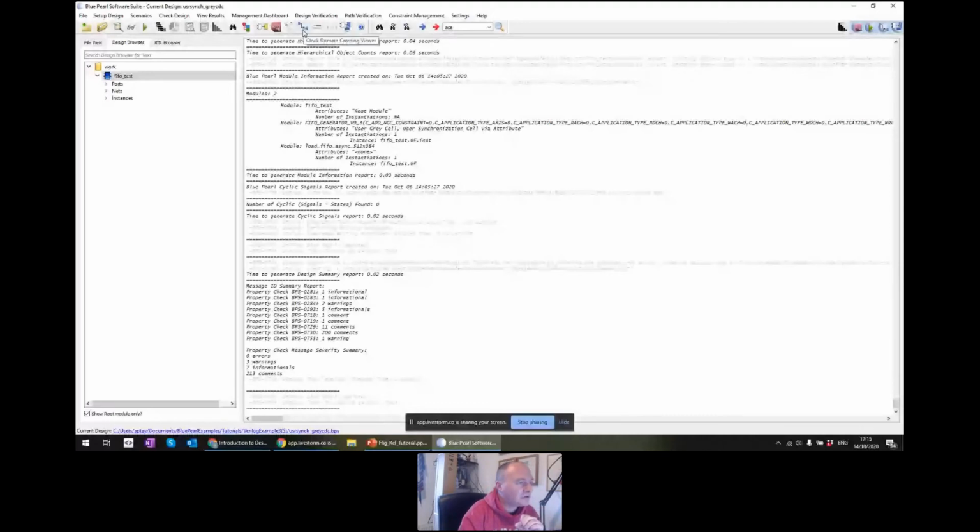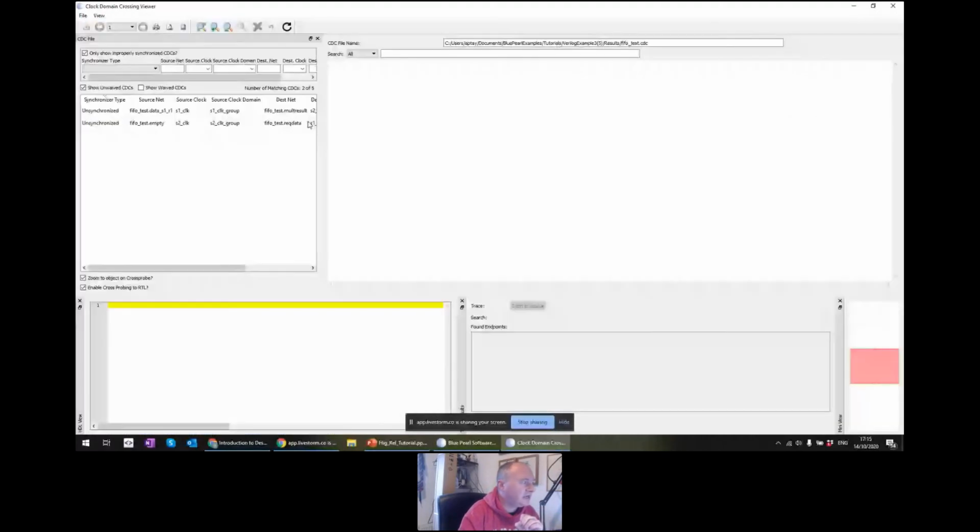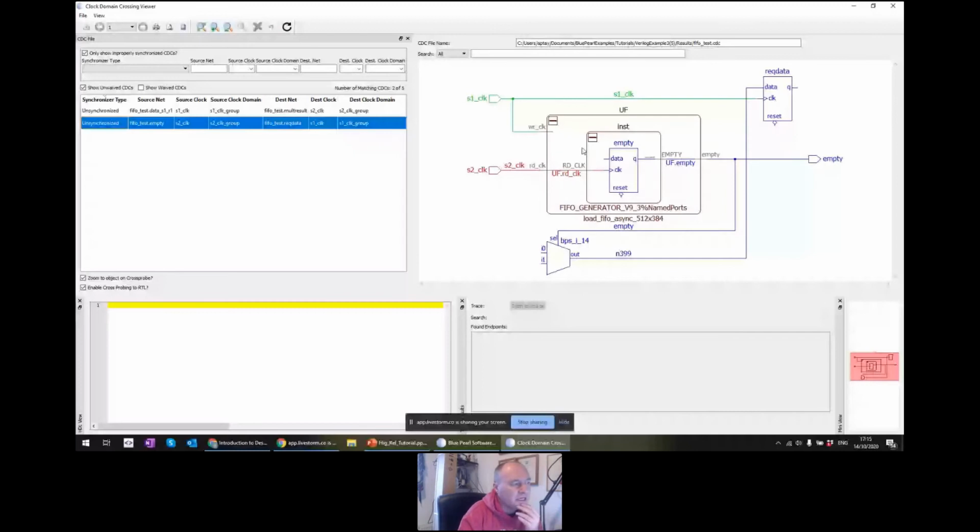And if we take a look at the clock domain crossing viewer, it literally takes a few minutes to load this in, but in the interest of time, what we can see here is the tool reporting an unsynchronized crossing between one clock domain and the next clock domain. But the issue is the engineer thinks he's done his design right because he's used a FIFO to transfer from one clock domain to the next clock domain.